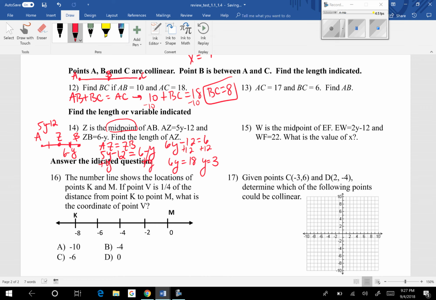Now we're not done. We have to find the length of AZ. So AZ is 5y minus 12. So now you just plug in. So you have 5 times 3 minus 12. So 5 times 3 is 15, minus 12 is 3. So AZ is 3.